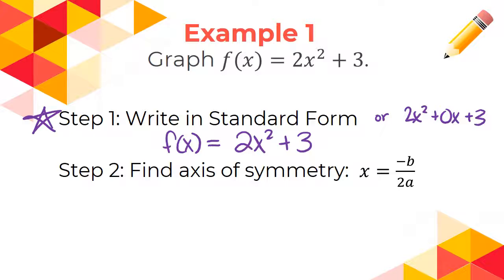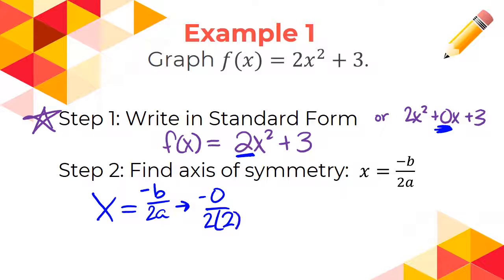Next, we're going to find that key value, that axis of symmetry. That axis of symmetry is solved by doing negative b over 2a. My b value is 0, so I'm going to plug in 0 for b. My a value is 2 because it's in front of my x squared. Remember standard form. So I'm going to put a 2. This would simplify down to 0 over 4. So that would give me an x value of 0. x equals 0 is my axis of symmetry.